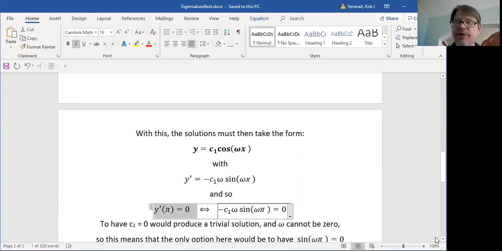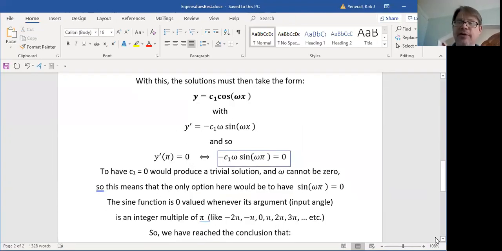So we have another constraint that's come from assuming the other boundary condition, that y prime at pi was equal to 0. Now, if we look at that equation there, we certainly don't want C1 to be 0. If C1 was equal to 0, we just have a trivial solution of y equal to 0. We can't have C1 equal to 0 and have something non-trivial for a solution. We also can't have omega equal to 0 because lambda is positive. So that means for this equation to be true, the sine of omega pi would have to be equal to 0. That's the only way to make that equation true.